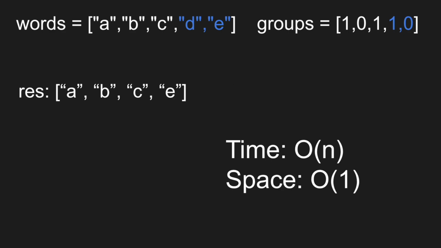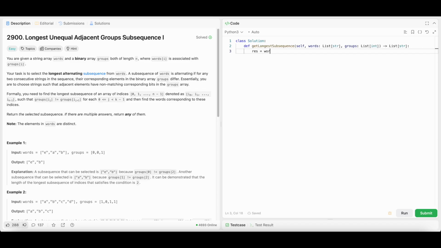So now let's get to the coding part. First, we will always put the first word from words into result, so we can add it right away. And now we will look from index 1 all the way to the end.